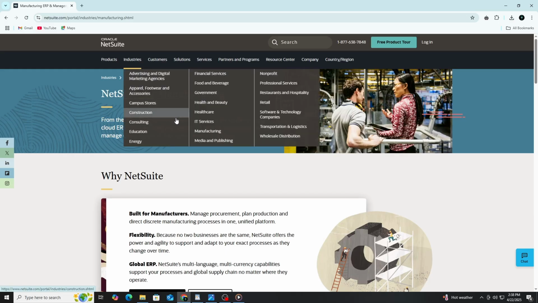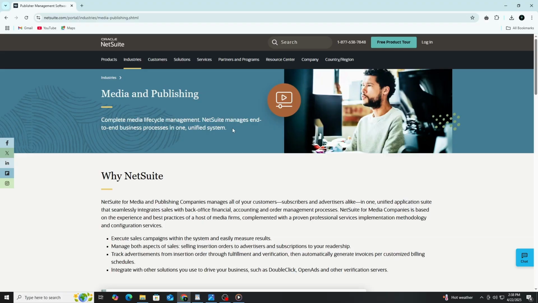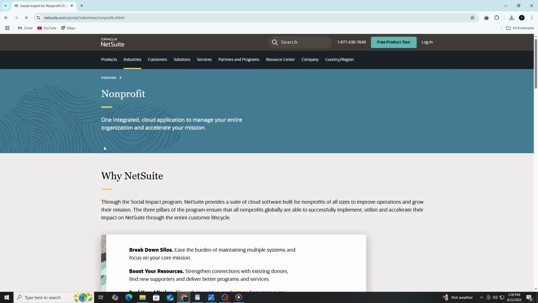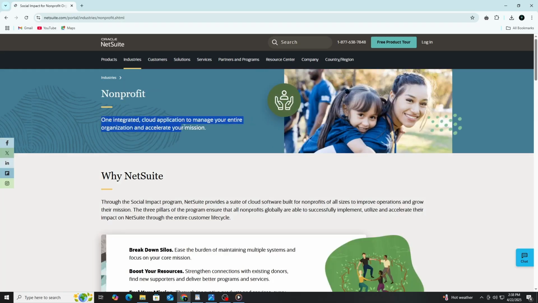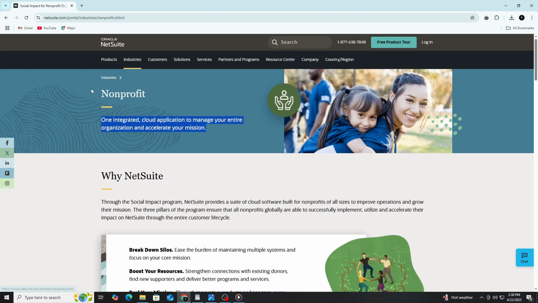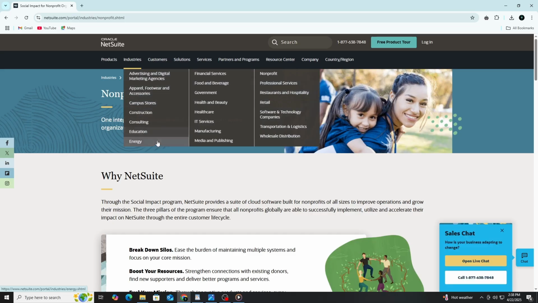Media and publishing companies can manage advertising sales, content subscriptions, and digital delivery all in one system. Non-profits use NetSuite to track donors, manage grants, plan events, and report on impact. It simplifies reporting to funders and boards. As you can see, NetSuite offers a wide range of tools to match nearly any business model. Whether you sell products, deliver services, or manage complex operations, there's a NetSuite solution for you.